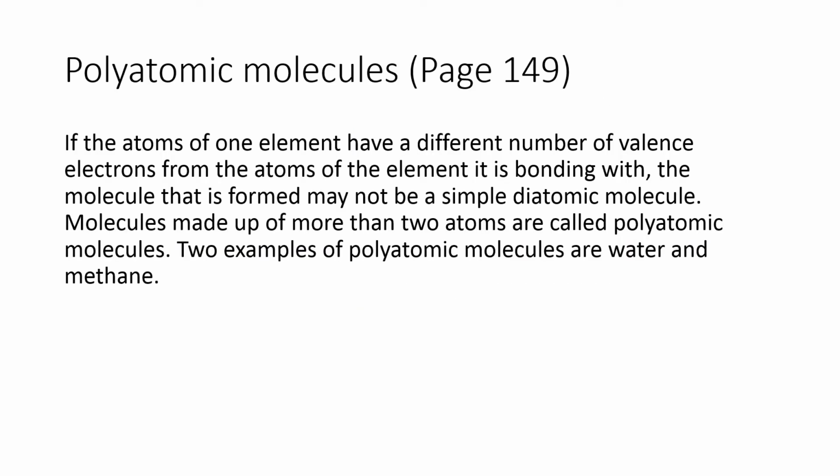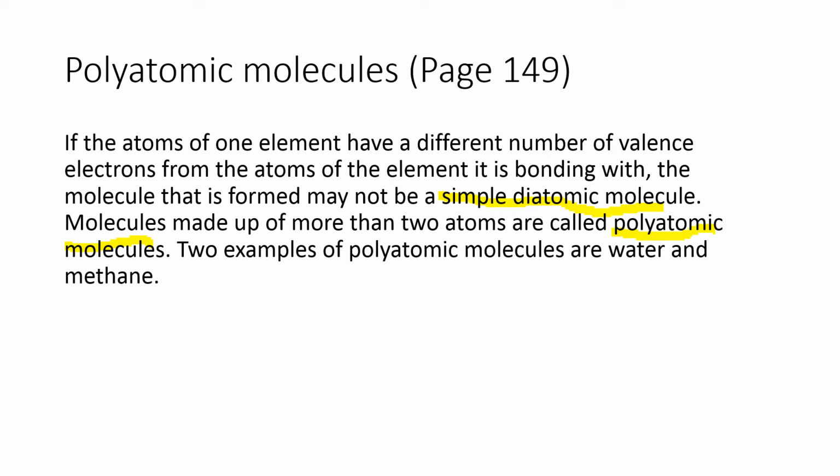So polyatomic molecule. If the atoms of one element have a different number of valence electrons from the atoms of the element it is bonding with, the molecule that is formed may not be a simple diatomic molecule. A molecule made up of more than 2 atoms is known as a polyatomic molecule. As the name suggests, diatomic means two atoms, whereas polyatomic means more than two atoms, and it can come from more than one element.